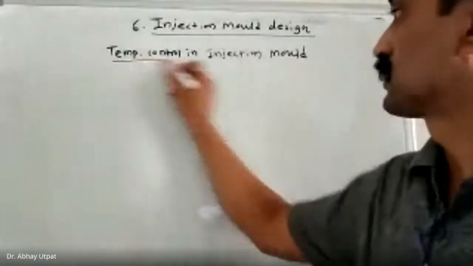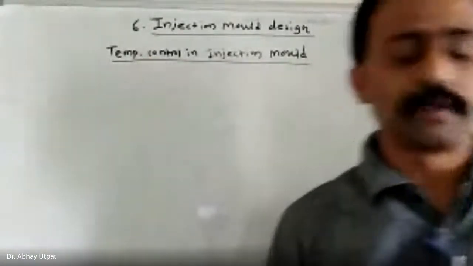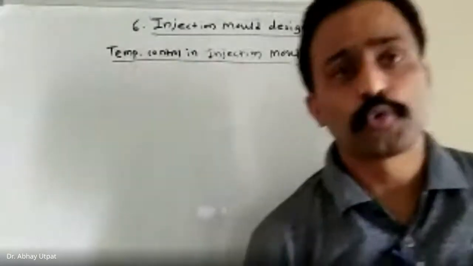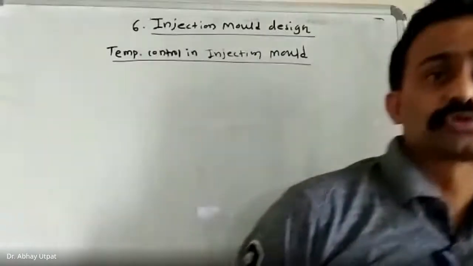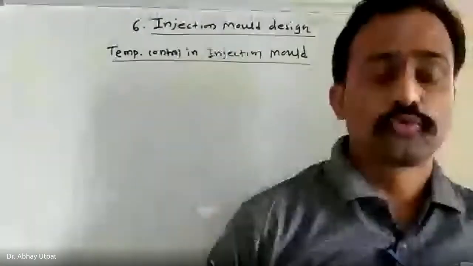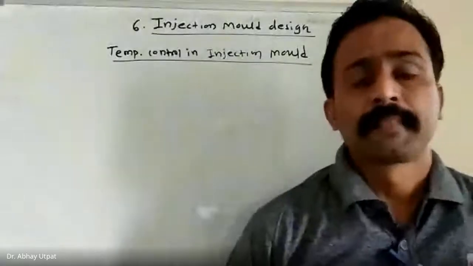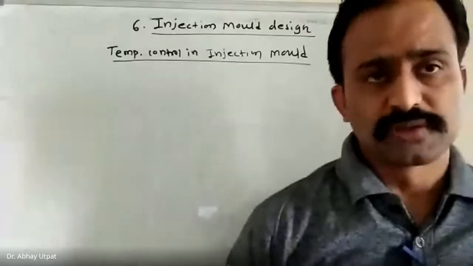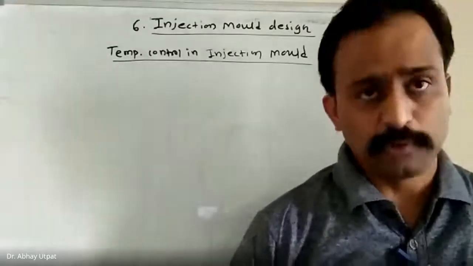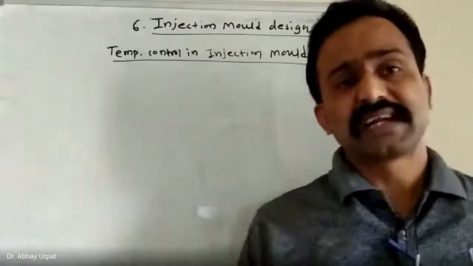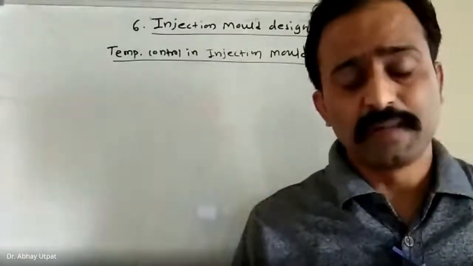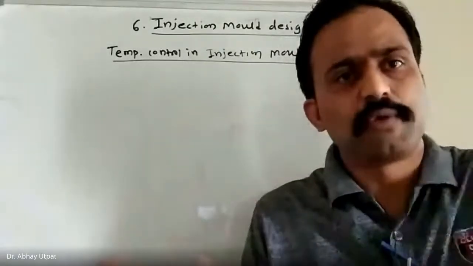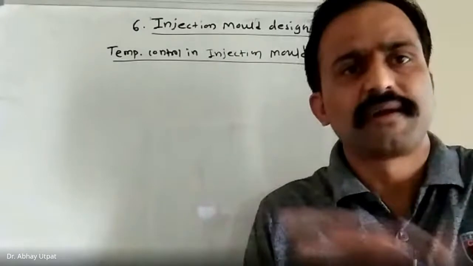Temperature control in the injection mold. I repeat one statement I made earlier: almost 70% to 80% of the cycle time is used for cooling. So what kind of temperature are you going to control here? Remember what type of injection mold you are going to use, maybe 2 plate, 3 plate, whatever it may be. You are going to inject the plastic material with the help of the injection mechanism. That plasticized plastic material is hot, the temperature may be around 200 degrees Celsius.